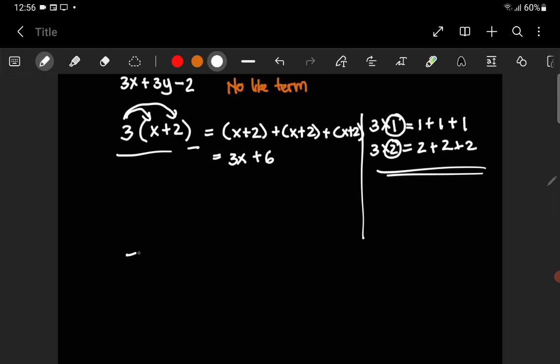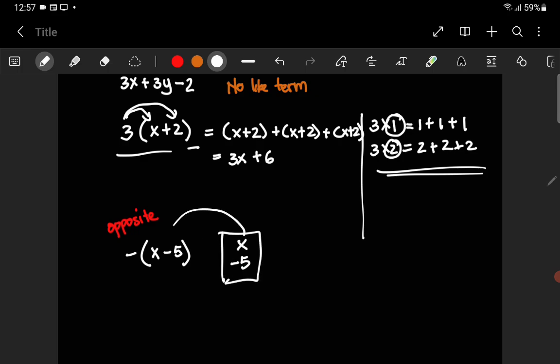If I have minus x minus 5, please remember the minus here in front of the bracket means opposite, right? Now, if it's opposite, what does it mean, opposite? It means that its member that available in the bracket, which one is called as a member? Well, the member in the bracket will be x. It will be negative 5. That's the member of the bracket for this expression.